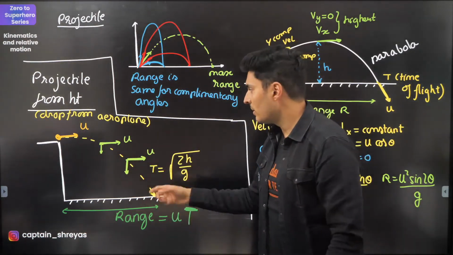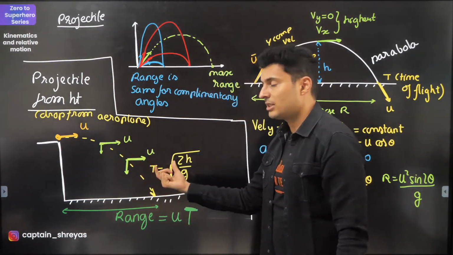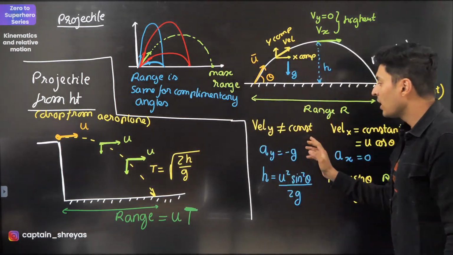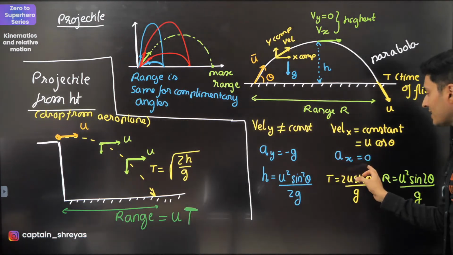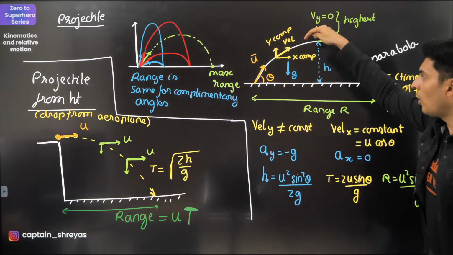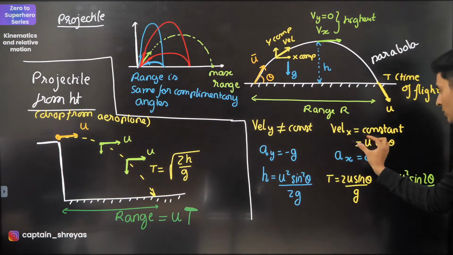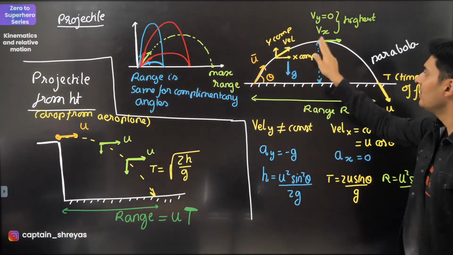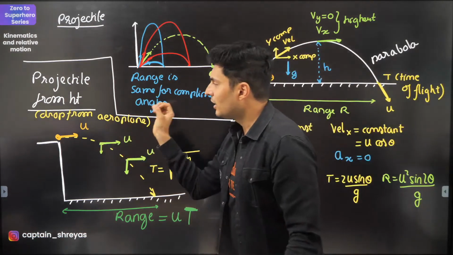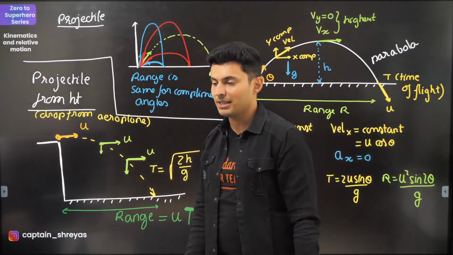Also remember, horizontal speed never changes in projectile motion, because there is no acceleration in the x direction. Acceleration always acts downwards. So that's why velocity in the x direction always remains constant, be it this kind of motion or a motion from the hill.